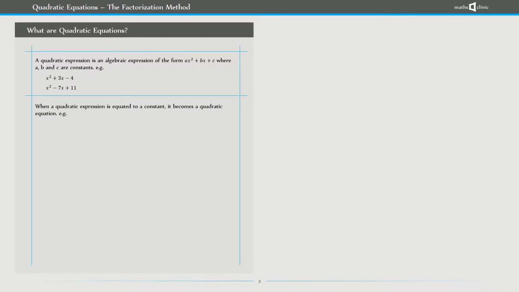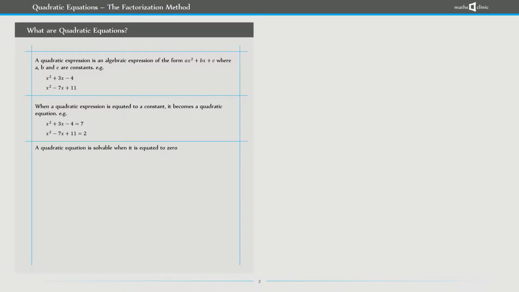Now when a quadratic expression is equated to a constant, it becomes a quadratic equation. For example, you could have x squared plus 3x minus 4 equated to 7. This is a quadratic equation. You could also have x squared minus 7x plus 11 equated to 2. This is another quadratic equation.